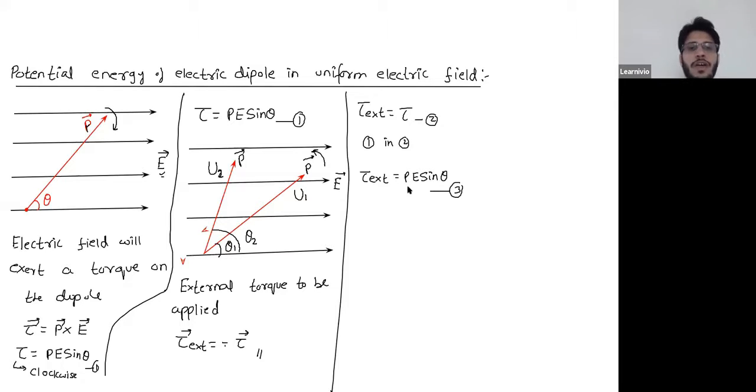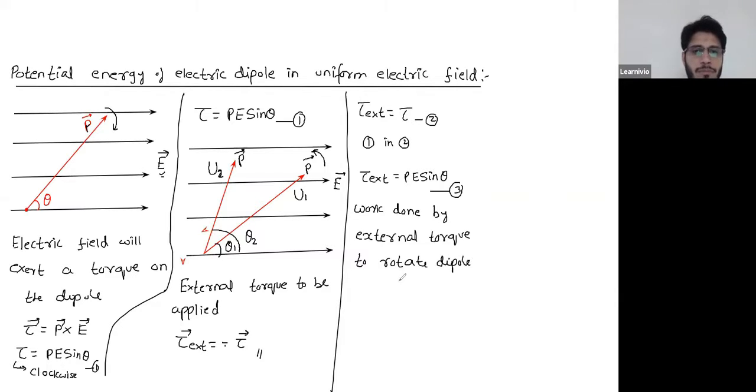So this is the external torque acting on the dipole, which is P E sin theta. Now you need to calculate the work done by external torque to rotate the dipole from inclination θ1 to inclination θ2.